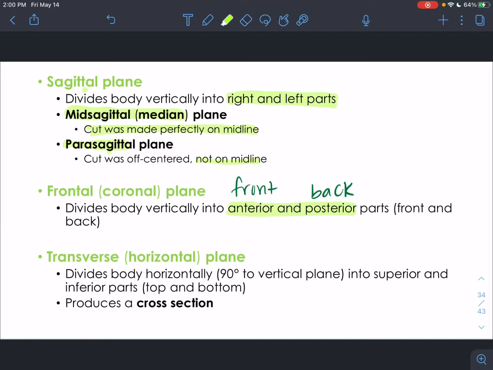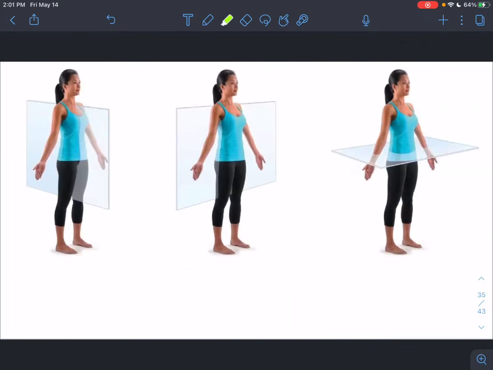Transverse or a horizontal plane divides the body into superior and inferior, or a top and bottom. Okay? So I'd write down sagittal, right and left, frontal, anterior, posterior, transverse, superior, and inferior. So this is the images kind of showing those.